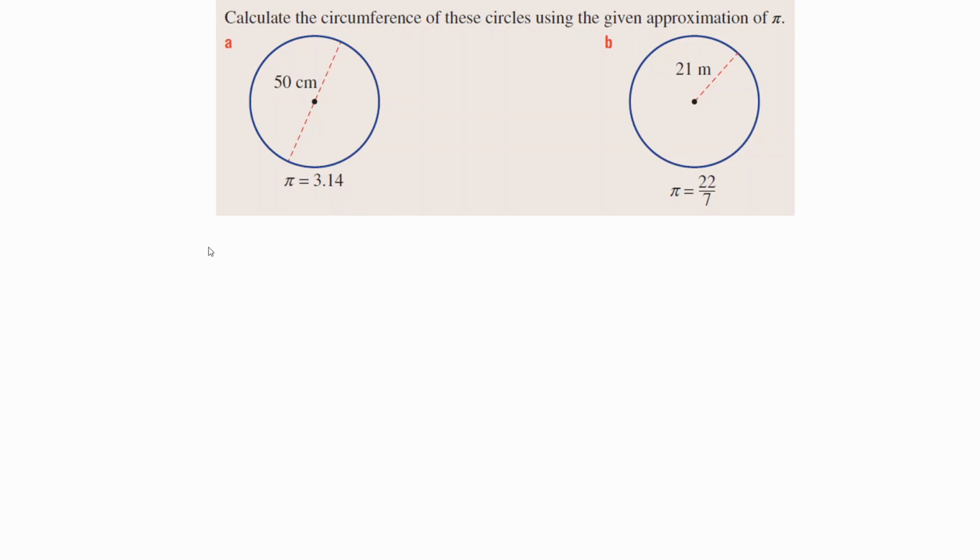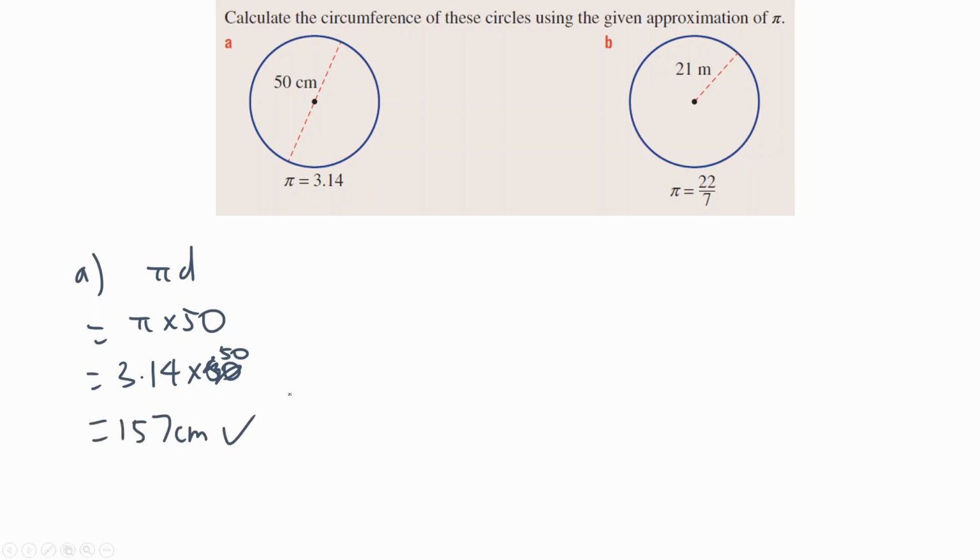Just pause the video here and have a go at these ones by yourself, and unpause it when you're ready to go through them with me. Alright, so starting with question A, and this will be pi d. Substitute that in, that'll be pi times 50, and we're using 3.14 as pi, so that will give me 3.14 times 50 there. And once you've put those values into the calculator, you should have got a value of 150 centimeters. Give yourself a tick if you got that one correct.